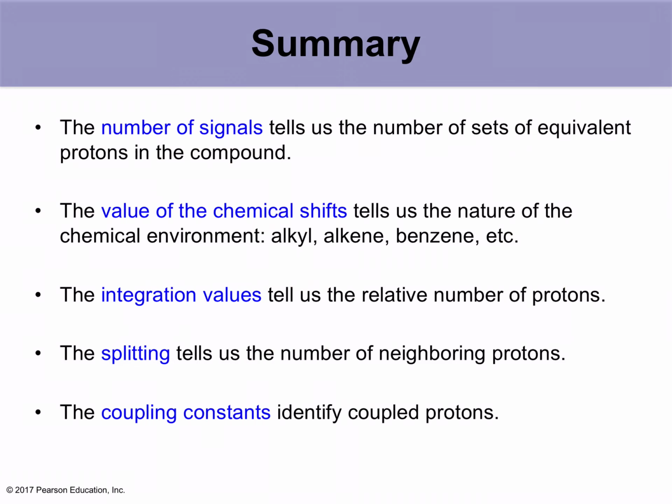Summary. The number of signals in a proton NMR spectrum tells us the number of sets of equivalent protons in the compound. The value of the chemical shift tells us the nature of the chemical environment, whether you have an alkyl group, alkene group, or benzene, or whether it is closer to an electron withdrawing group, like a carbonyl group or oxygen. And the integration values tell us the relative number of protons. The splitting tells us the number of neighboring protons. The coupling constants identify coupled protons.